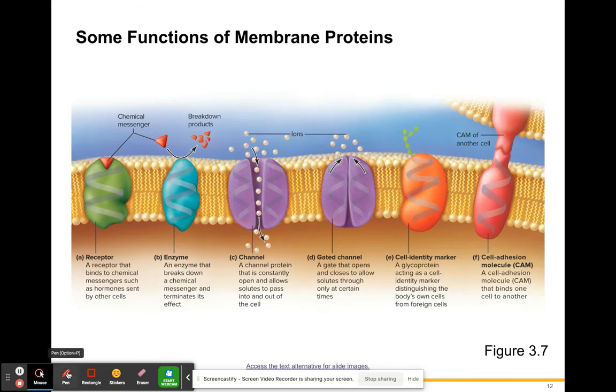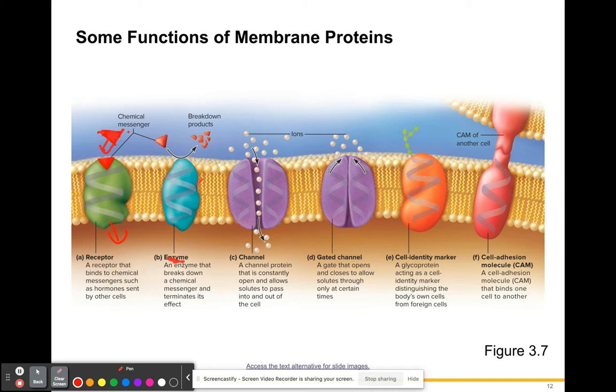Okay, here are pictures of some of them. So here's an example of a receptor. And this triangle here is a little chemical messenger. Maybe that chemical messenger came from a pancreas, or maybe it came from a liver, and it wants a certain cell to do something. So that chemical message gets sent out. And certain cells are going to have receptors for that particular message, and it can fit inside the protein. And once that message goes into the protein, that receptor can then tell the rest of the cell what to do or what's needed because of that message.